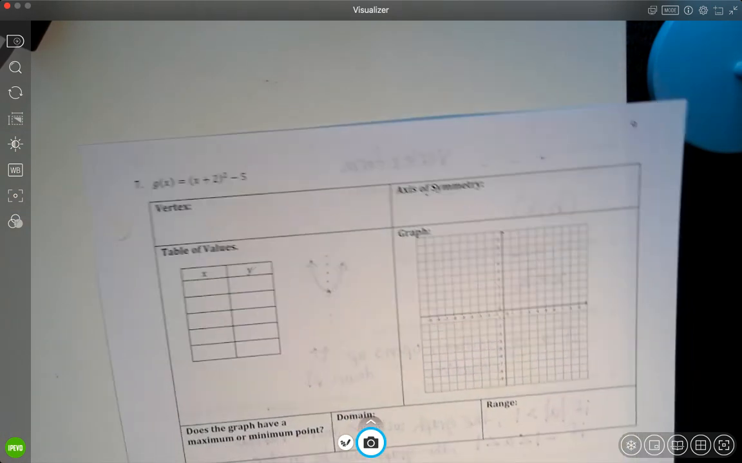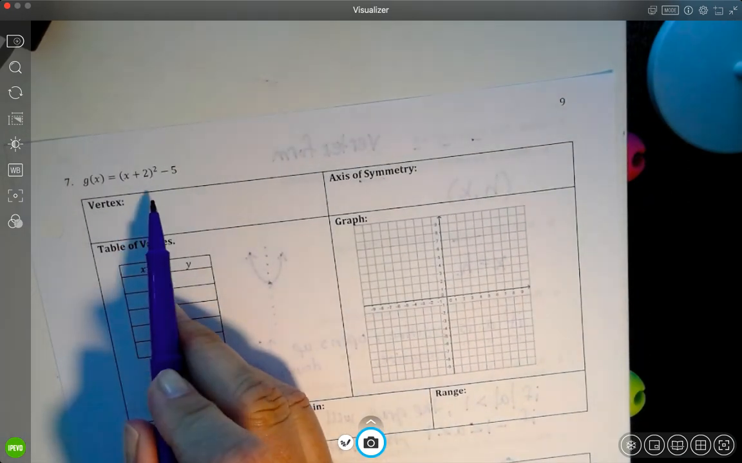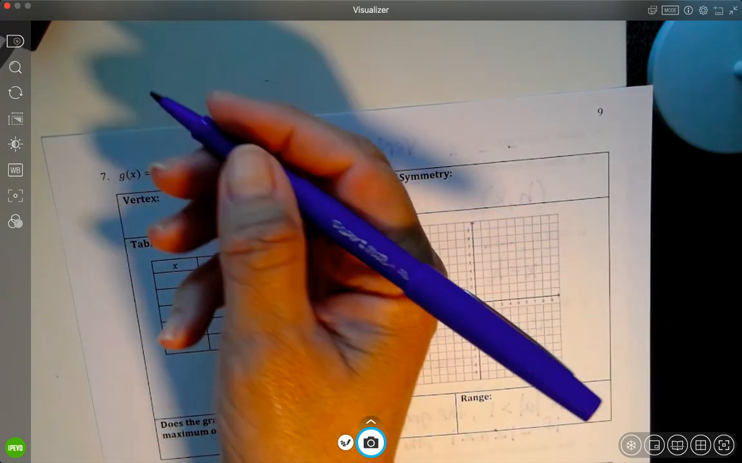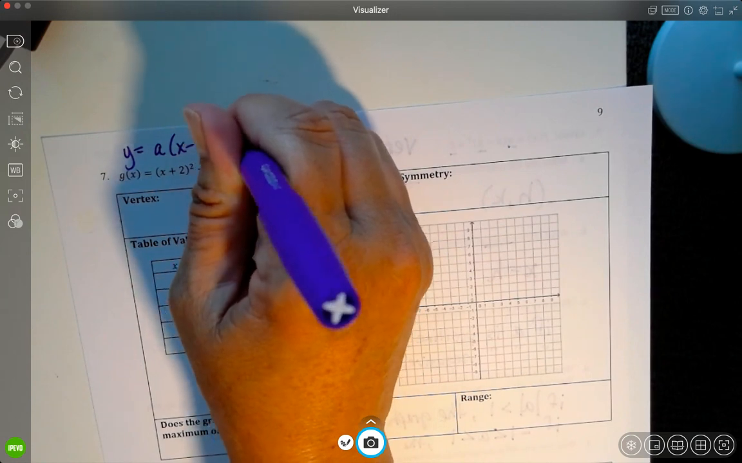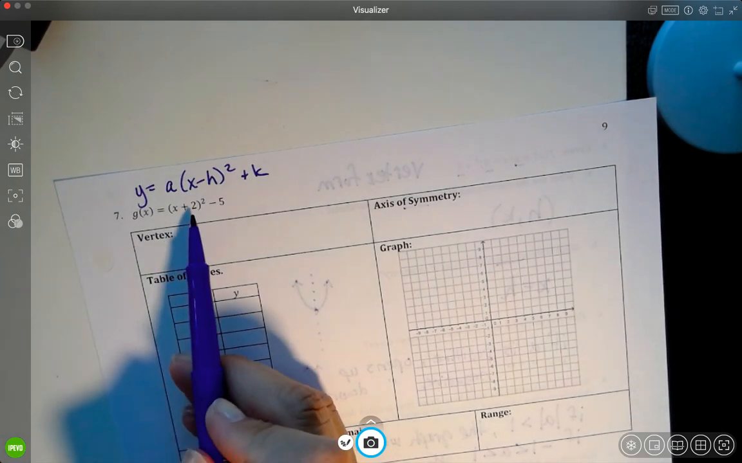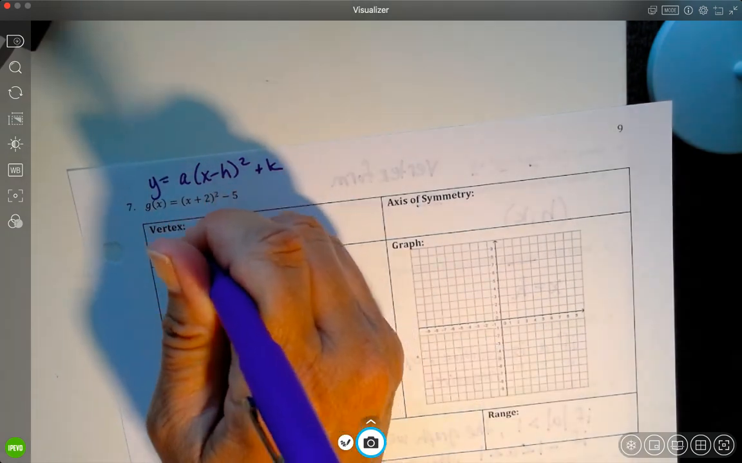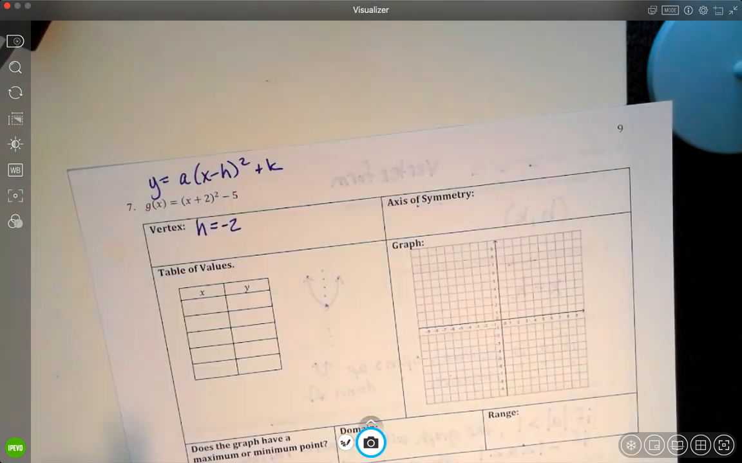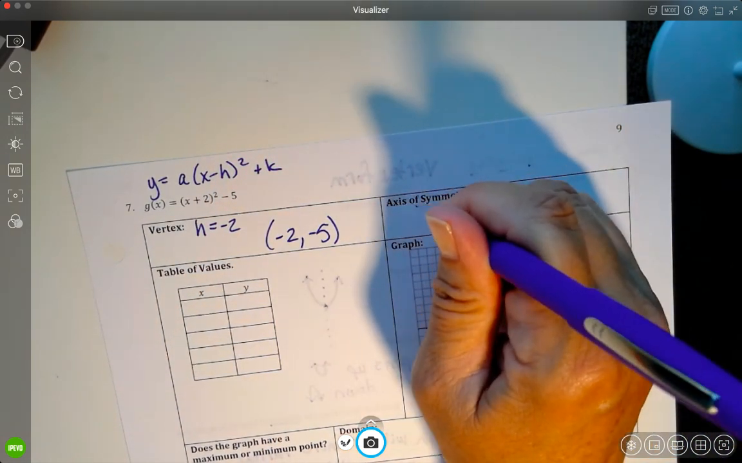We have a little bit more practice. All right, so on this one, we're given the equation, which gives us a lot. It's in vertex form, right? So don't forget, it's a times x minus h, quantity squared, plus k. All right, my vertex is actually h, k, but remember, vertex form is x minus h. So if this says plus 2, then h must be negative. h has to be equal to negative 2. So that means my vertex is actually at negative 2, negative 5. My axis of symmetry is x equals negative 2.